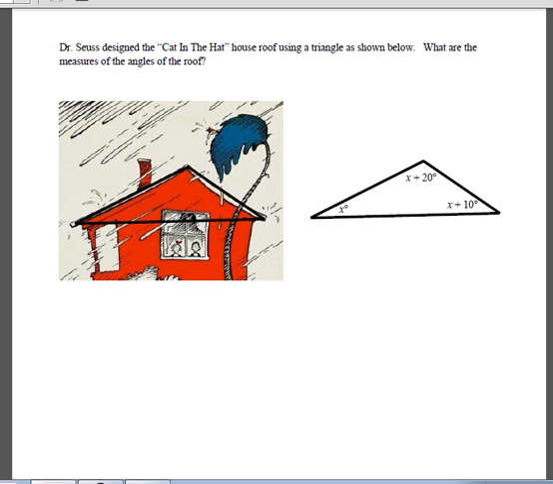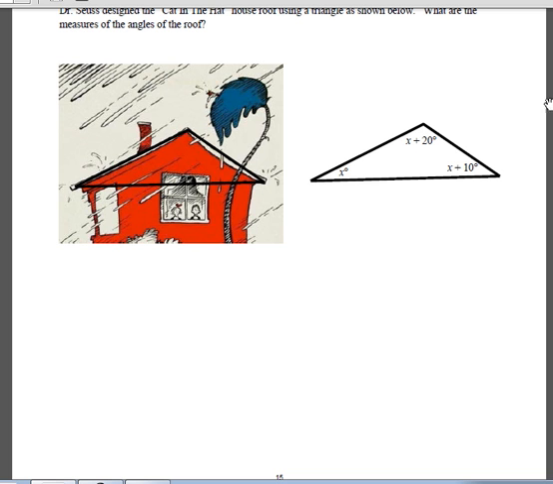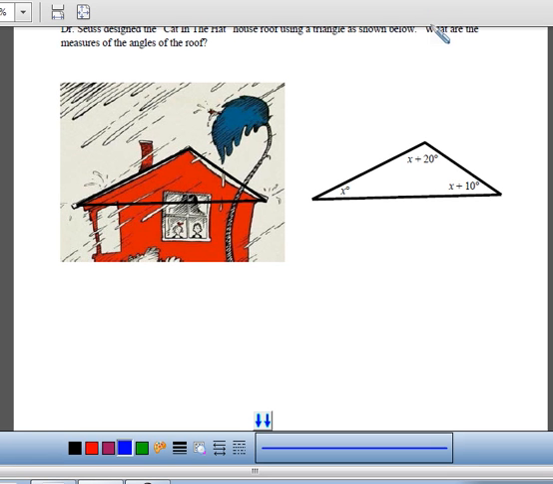And you'll see a picture here, and let's go ahead and read the problem. Dr. Seuss designed the Cat in the Hat house roof using a triangle as shown below. What are the measures of the angles of the roof? So, as you can see, the roof is shaped like a triangle. So what we know is, since we're dealing with a triangle, the sum of the angles needs to be 180 degrees. Alright, so let's set up the problem.